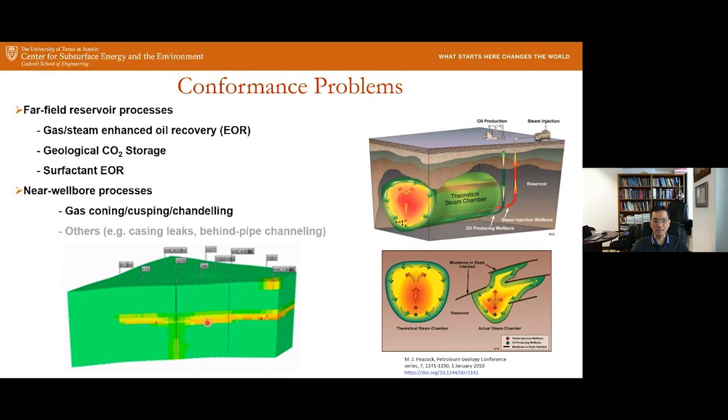Another example is steam injection. On the right figure right here, it's showing you a schematic of steam assisted gravity drainage.